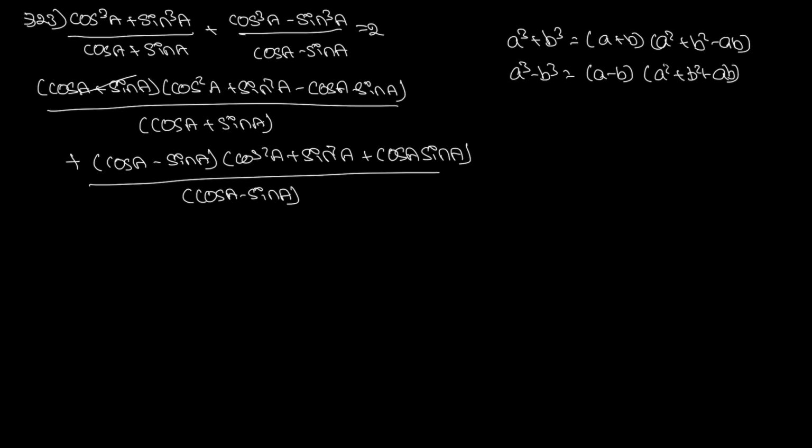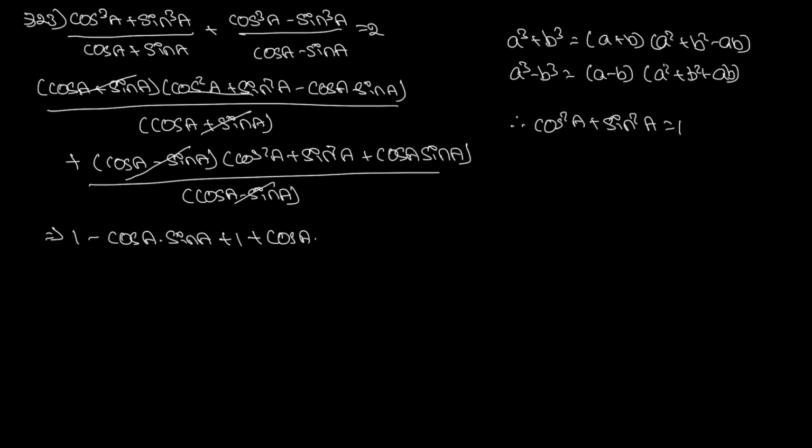And if we observe here, cos a plus sin a, and here cos a minus sin a, both the terms get cancelled. And here we are remaining with cos square plus sin square, and we know our identity that sin square plus cos square is equal to 1. So I'll replace this cos square plus sin square with 1. So here we'll be having 1 minus cos a into sin a, and the second term cos square plus sin square, this again we'll write as 1 plus cos a into sin a. And here we have minus and positive terms. So remaining values are 1 plus 1, which is equal to 2. This is our required RHS value.